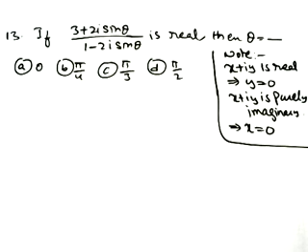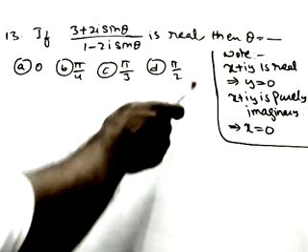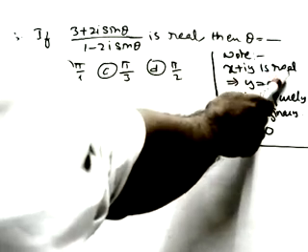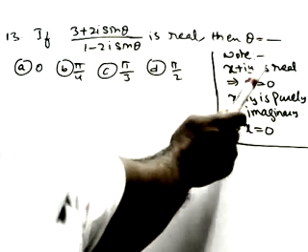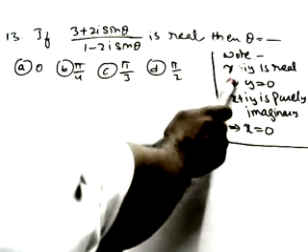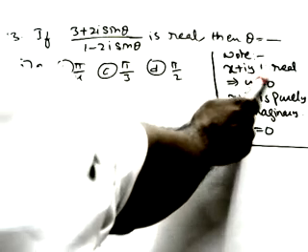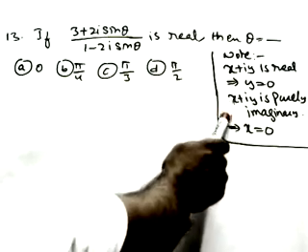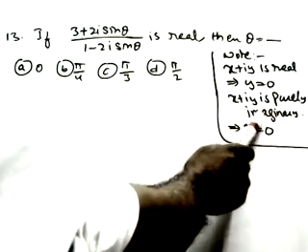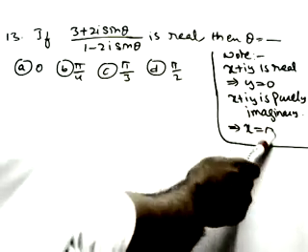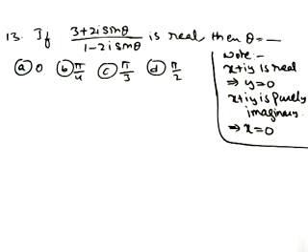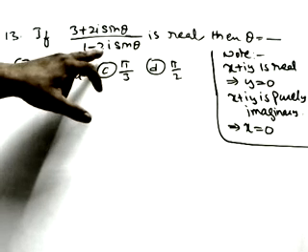Now see the next question. If 3 plus 2i sine theta by 1 minus 2i sine theta is real, then before going to the question, watch carefully. Suppose a complex number x plus iy is given as real. That means its imaginary part is 0, that is y equals 0. Suppose some complex number is given as real, that means its imaginary part is 0. If it is given x plus iy is purely imaginary, then the real part will be 0. Imaginary means real part is 0. Real means imaginary part is 0.